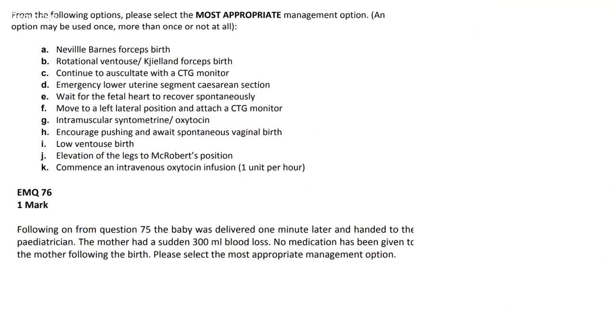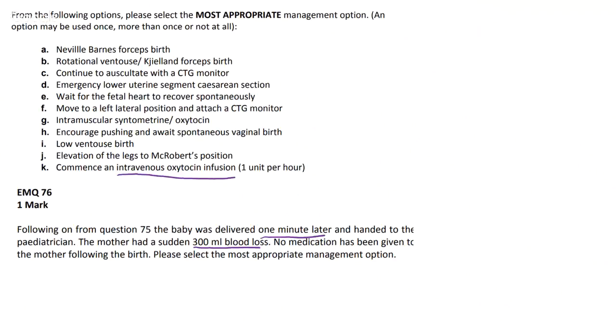Okay, so last question for this set, I believe. They managed to deliver the baby 1 minute later, so that means the McRoberts probably worked, and the mother has 300 mils of blood loss. Is that okay? Yeah, so what would you give her?